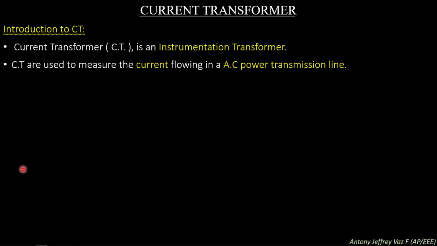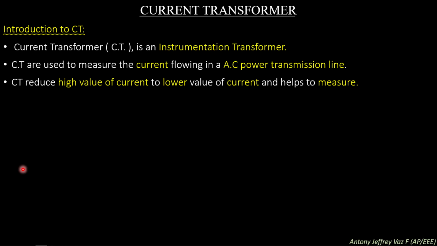Now we need to measure how much amount of current is flowing accurately or correctly in the transmission line. Then we cannot use a normal ammeter or any other meters to measure such a very high current in hundreds of amperes. So to measure such things, we need a current transformer.